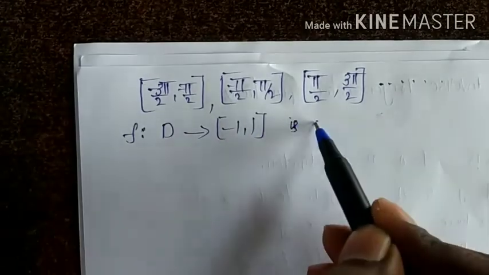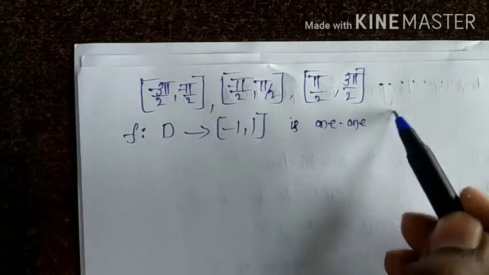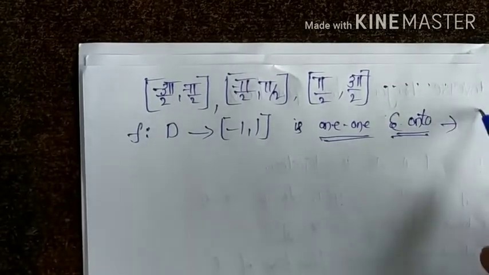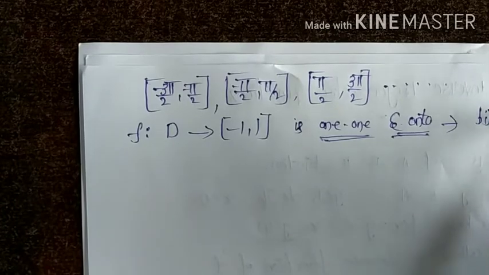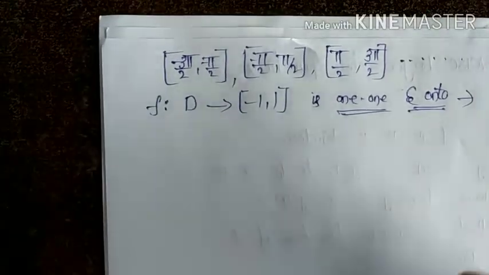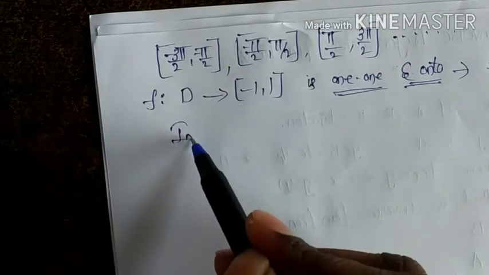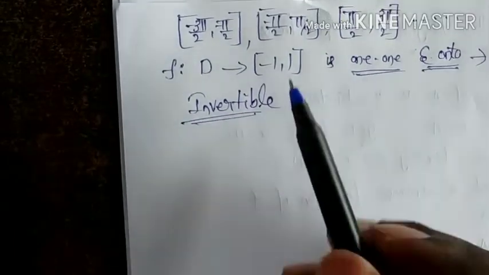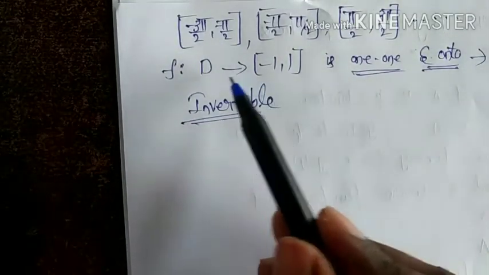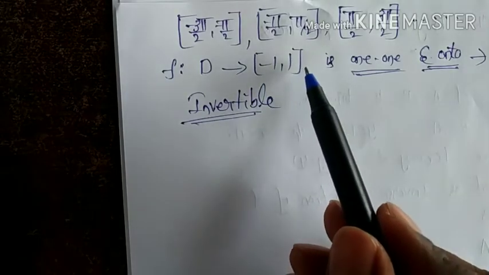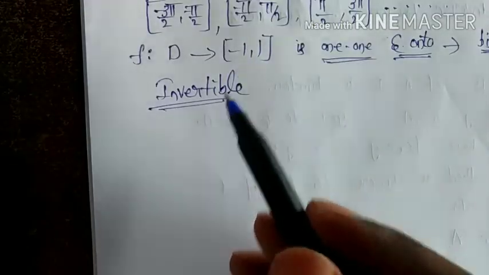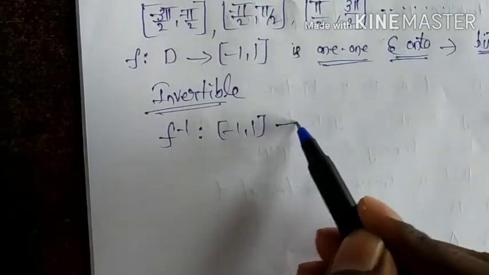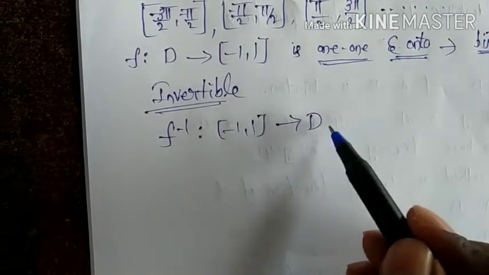This function is one-one and onto. When the function is one-one and onto, then it is a bijective function. So you know that all the bijective functions are invertible functions. That's why here f is domain to [-1, 1] and f inverse is [-1, 1] to domain. F inverse exists.